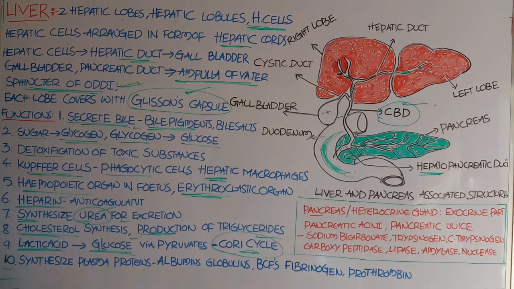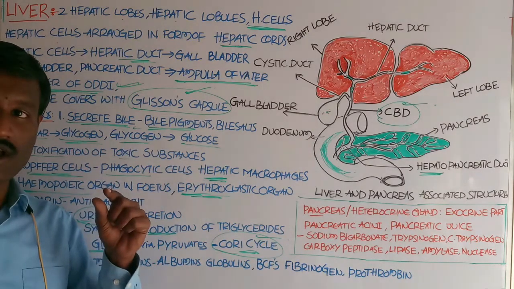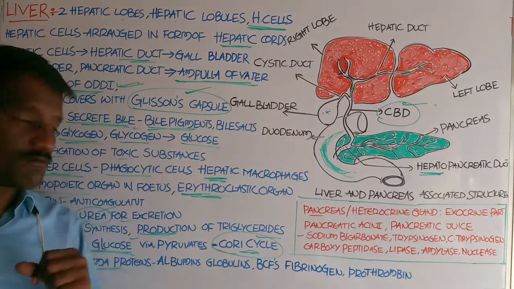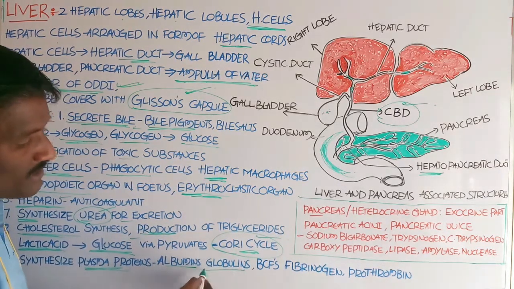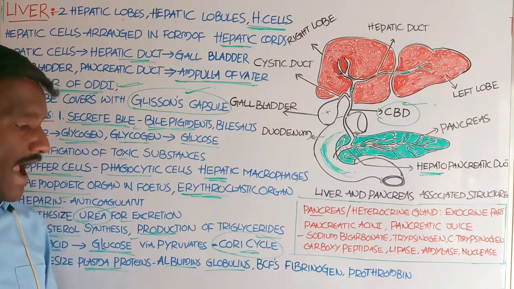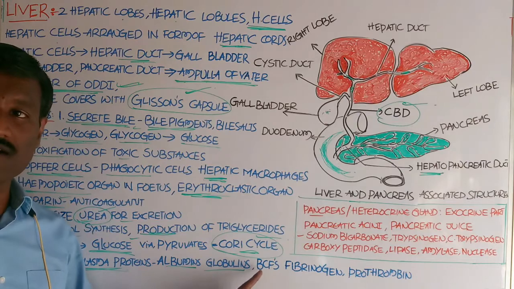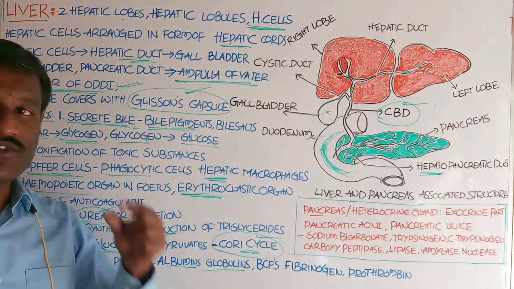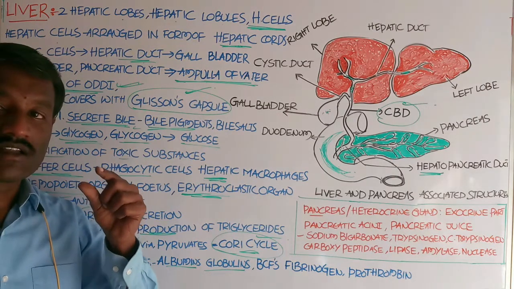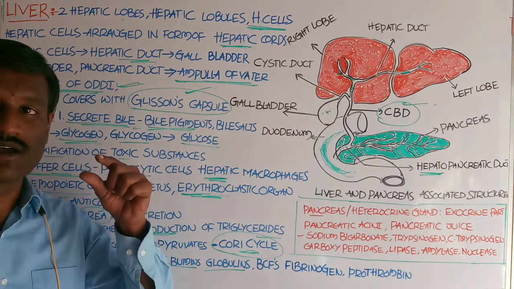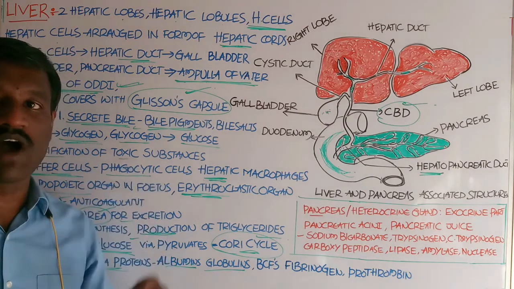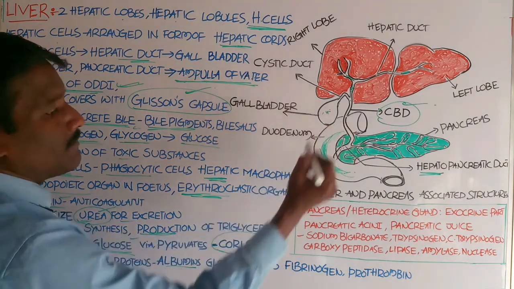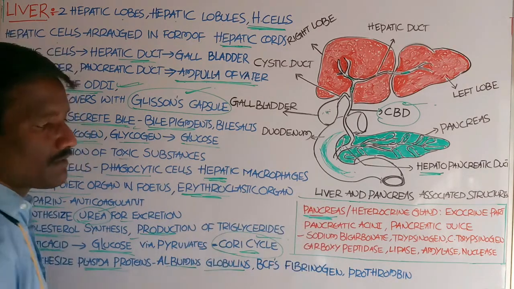And another, the liver also helps in the synthesis of plasma proteins. Albumins and globulins are the plasma proteins, and the liver also forms blood clotting factors such as fibrinogen and prothrombin. The liver also acts as a thermoregulatory organ because of the storage of glucose molecules in the form of glycogen. Okay. And another, what about the pancreas?